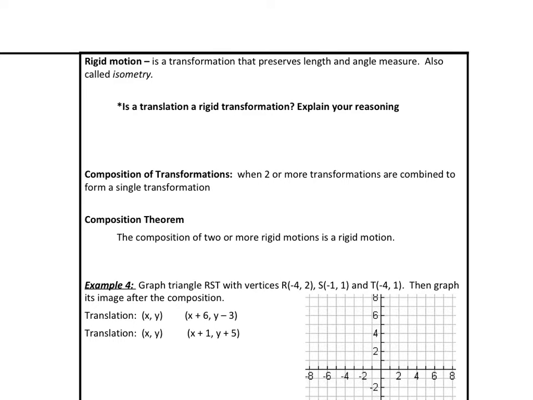Okay, let's move on to rigid motions. A rigid motion is a transformation that preserves the length and angle measure, also called an isometry. So basically the shape stays congruent even as you move it around. So is a translation a rigid motion? The answer would be yes, because the shape stays congruent. Or specifically, the side lengths and the angles stay congruent. All that's changing is the location.